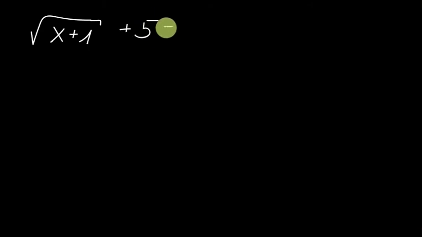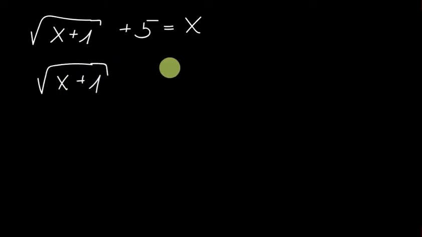Okay, let's say we have the square root of x plus 1 plus 5 equals x. When we have such an equation, the first thing we need to do is isolate the square root. When I say isolate, I mean that we need to leave it alone on one side and all other things must be on the other side. So, let's move this 5 to the right side and we get that the square root of x plus 1 is equal to x minus 5.